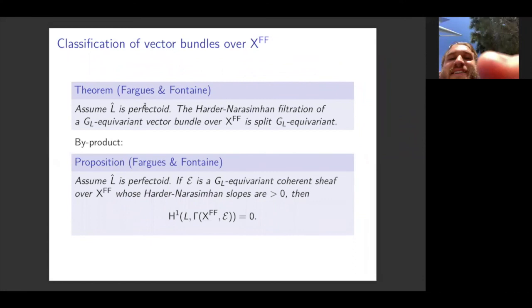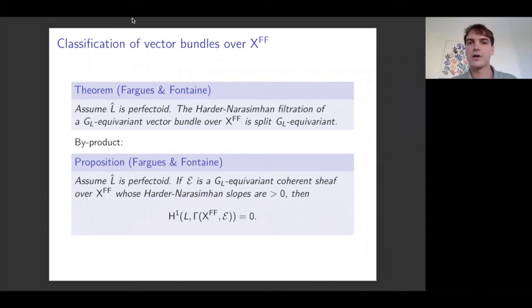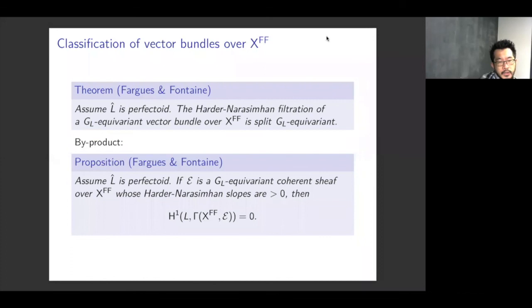I think there's a question in the chat. What happens if you replace Q_p by the function field F_p((T))?